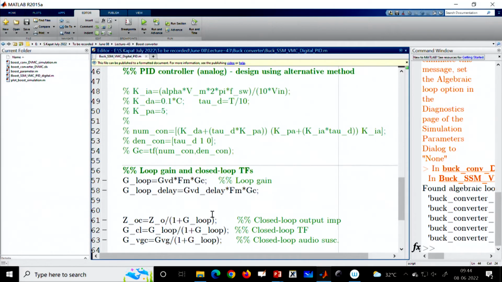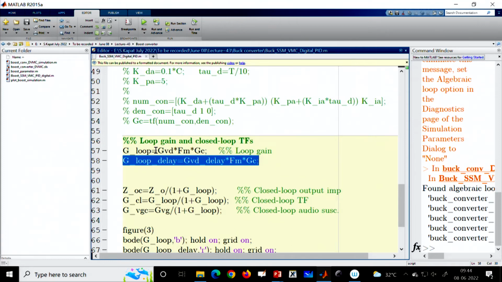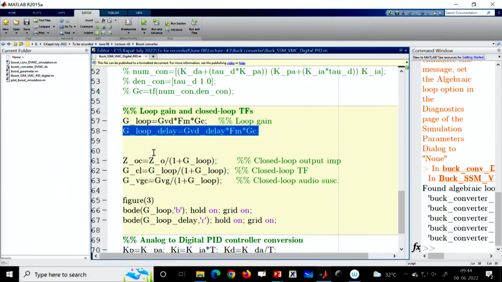Now once we have that, we can draw the loop transfer function of the analog and the loop transfer function of the digital, which is nothing but the analog loop transfer function multiplied by the delay term, and then we can get the Bode plot. We can compare to see how much phase margin is affected because of the delay, which we want to see at our gain crossover frequency.